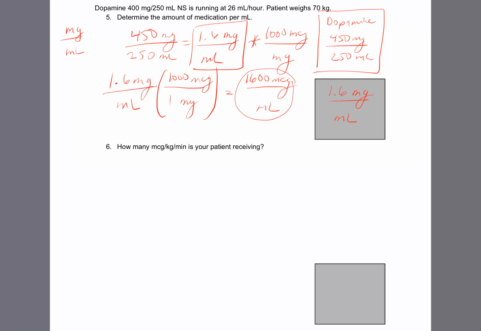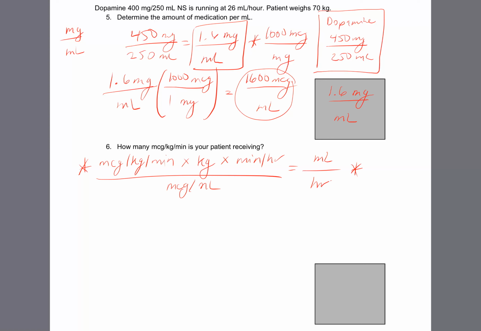So number 6 is asking how many micrograms per kilogram per minute is your patient receiving? So let's go ahead and write down our equation. Micrograms per kilogram per minute times your patient's weight in kilos times the minutes per hour, 60 minutes per hour, all over micrograms per ml equals the mLs per hour. So remember, this is the formula that we're working off of.